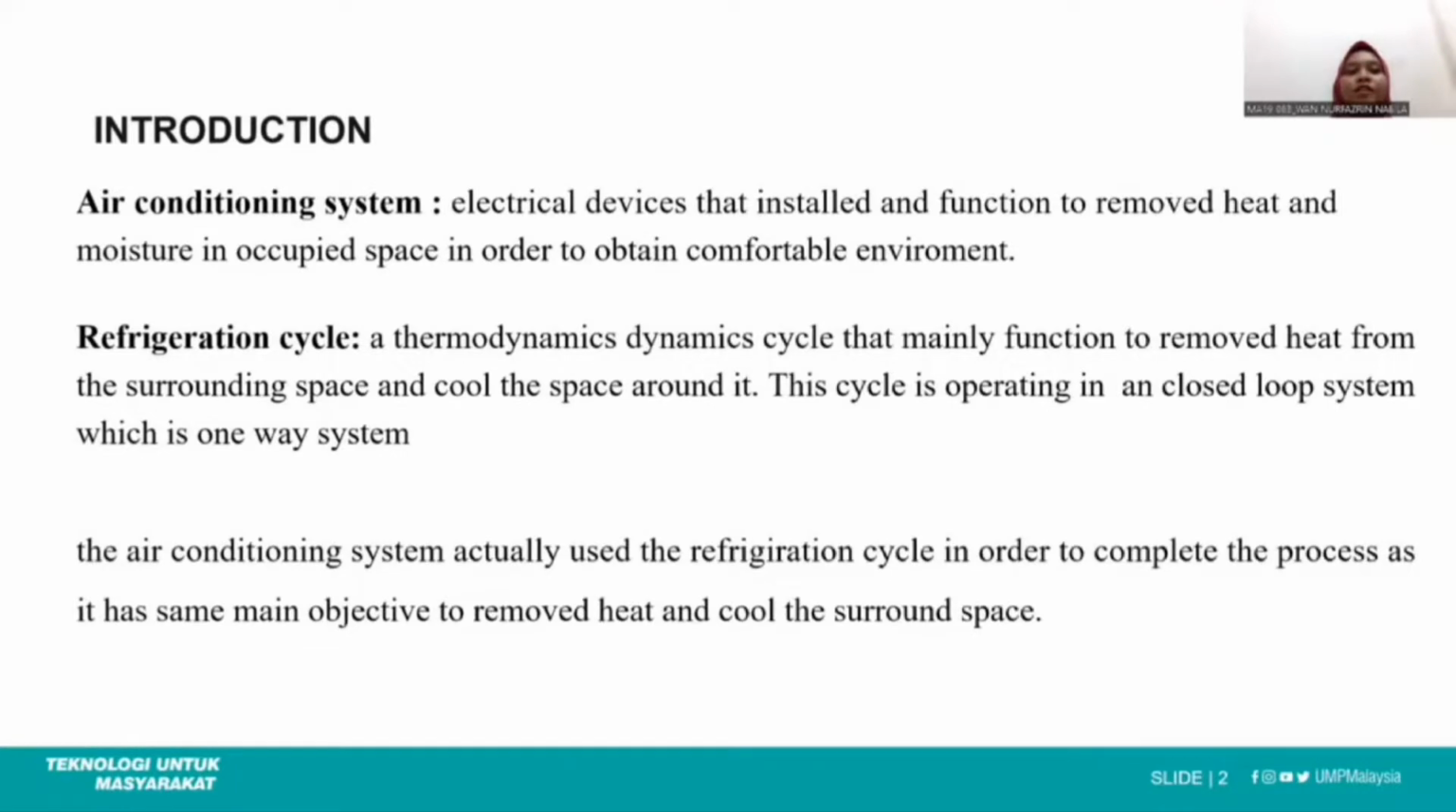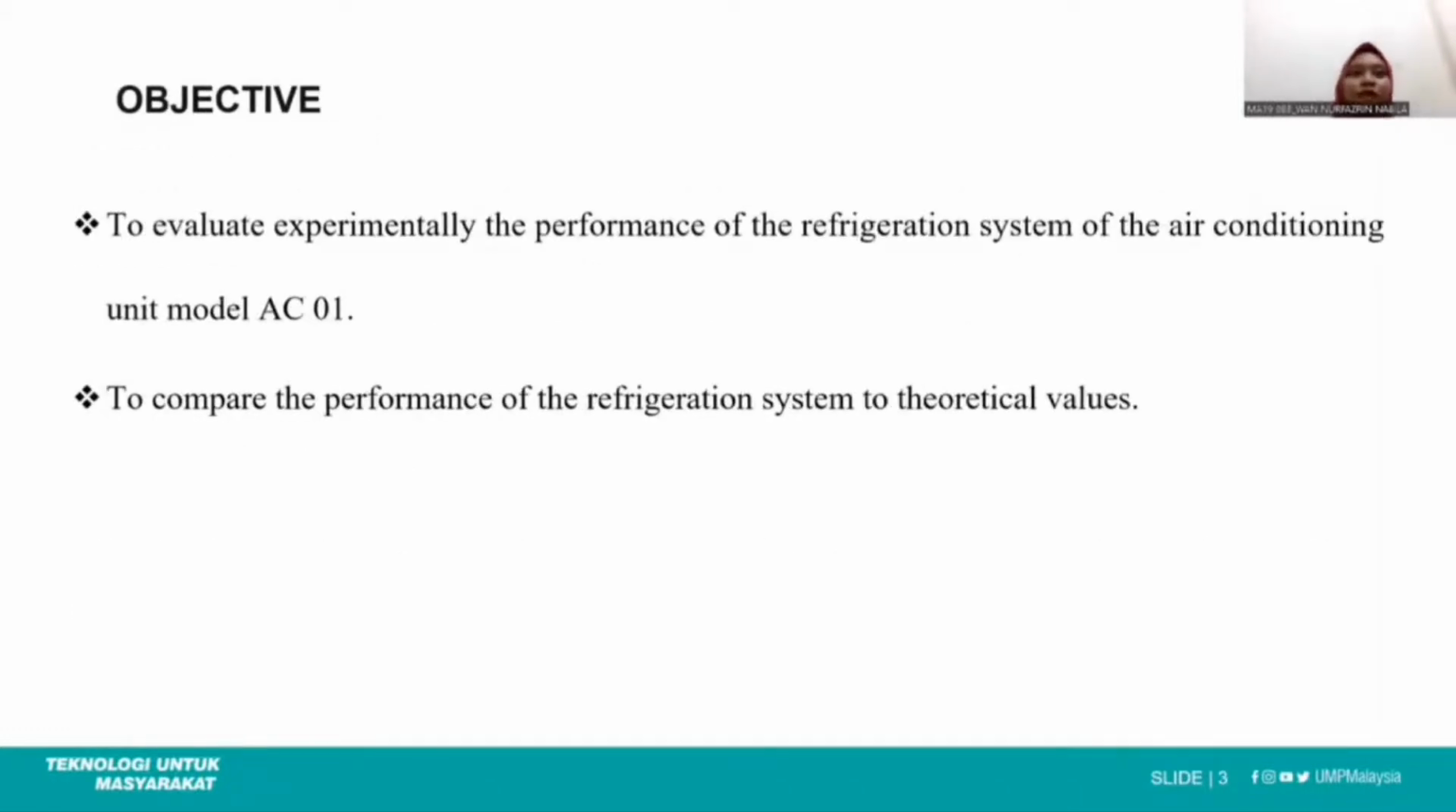The air conditioning system actually uses the refrigeration cycle to complete the process, as both of them have the same main objective, which is to remove the heat and cool the surrounding space. Objective of our lab. First, to evaluate experimentally the performance of the refrigeration system of the air conditioning unit model AC01. Second, to compare the performance of the refrigeration system to the theoretical value.